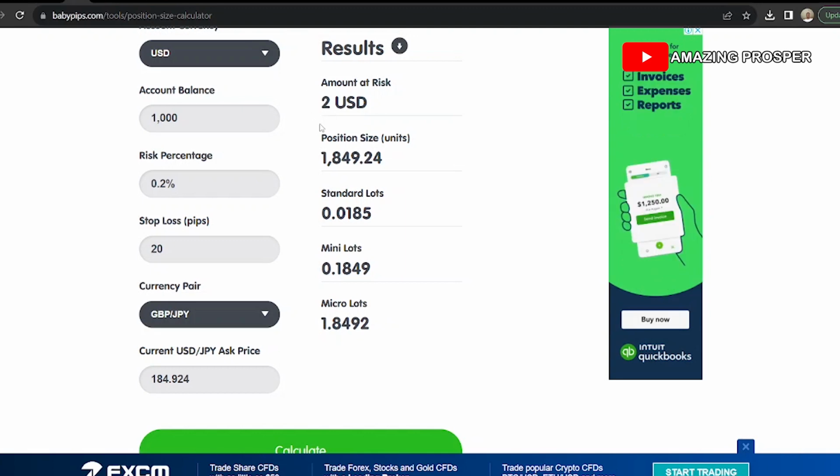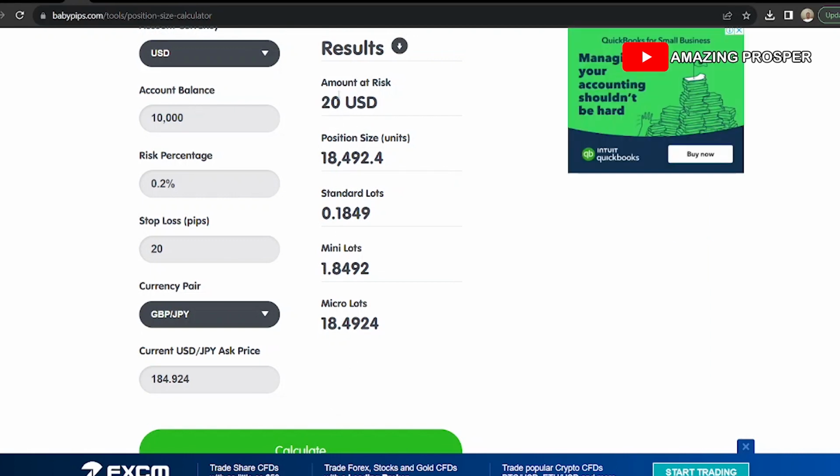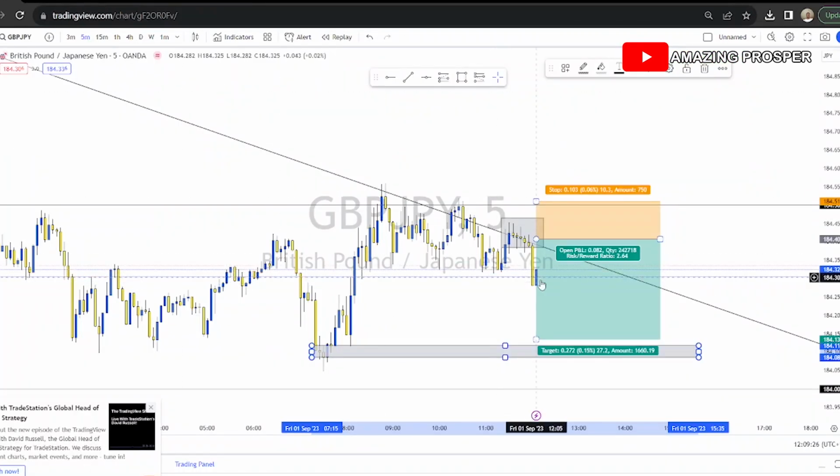$1,000. Yeah, $2. That's what we are risking. But if you're risking up to this amount, you won't make much money. But let's also use $10,000, because you can have something that you made. So you're risking $20 to make $40, and remember that you are doing this so fast. That's what you are doing. So remember, risk to reward ratio is very important.